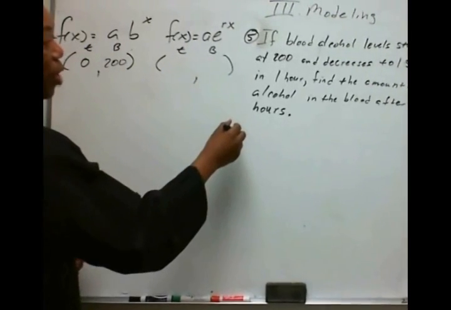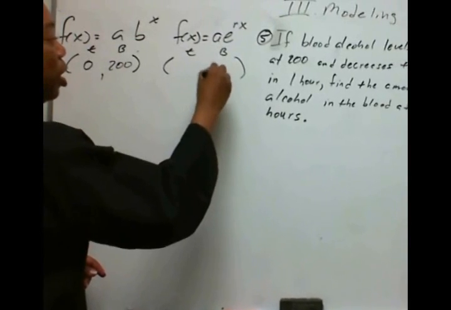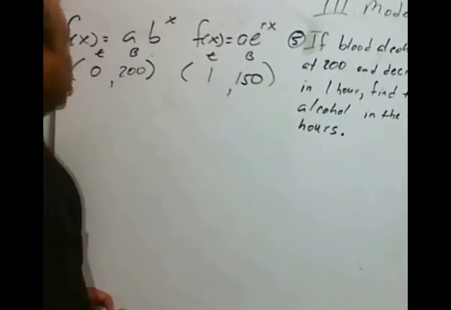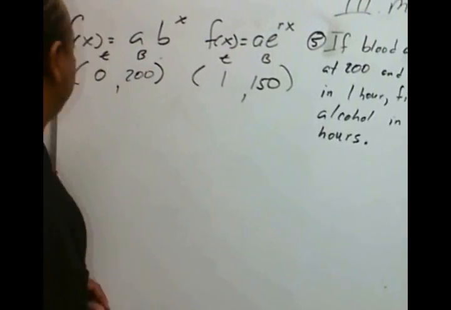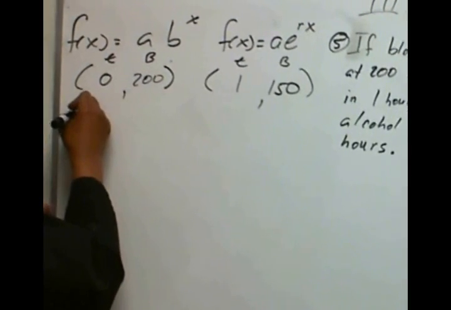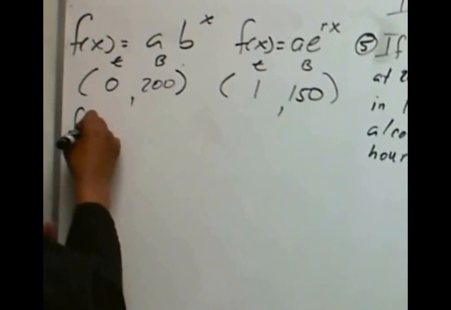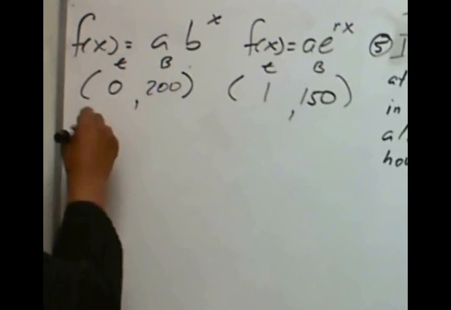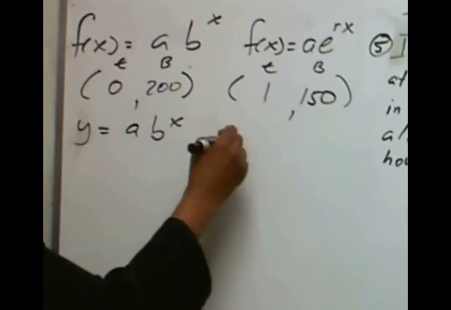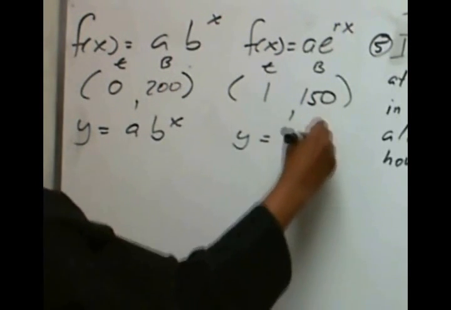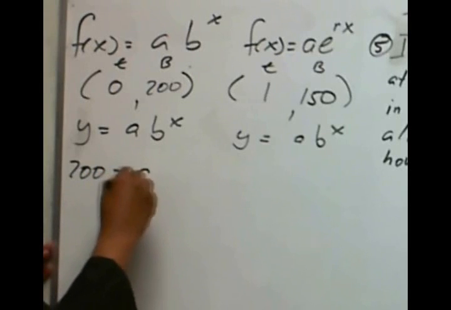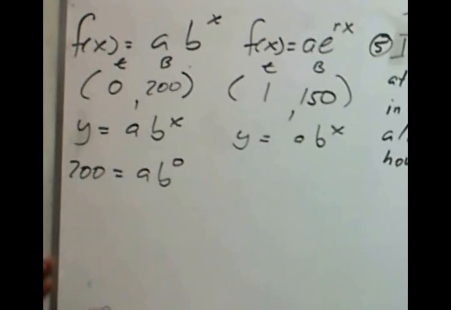Furthermore, 1 hour later, I'll have a blood alcohol level of 150. And the time will have passed within 1 hour. So I'm going to use this to find my model. Let's use y equals a b to the x. Okay, 200 will go in for y, and 0 will go in for x.